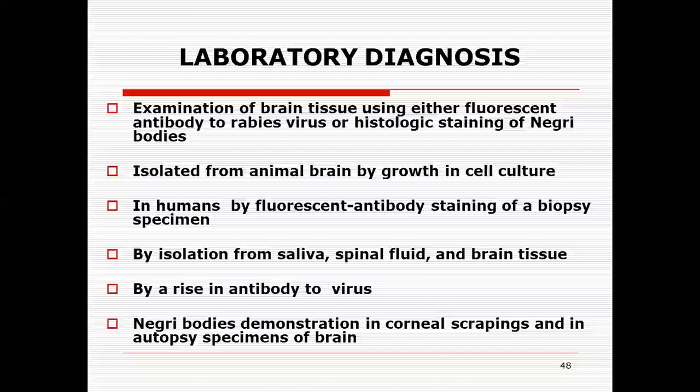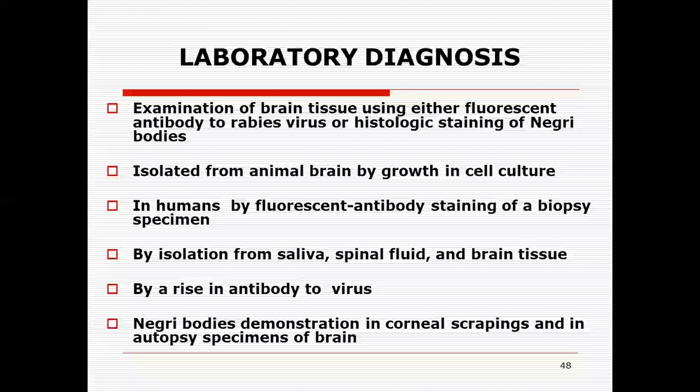And you can also identify the virus by the antibody to the virus that appears in the very later stage. The Negri body is demonstrated in the corneal scraping, and in the autopsy specimen of the brain it has also been reported. Now, treatment, you see, there is no antiviral drug available.